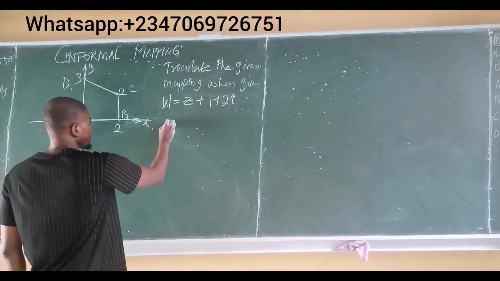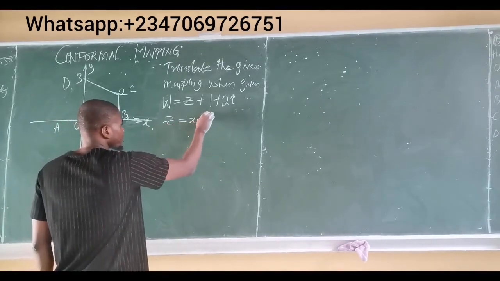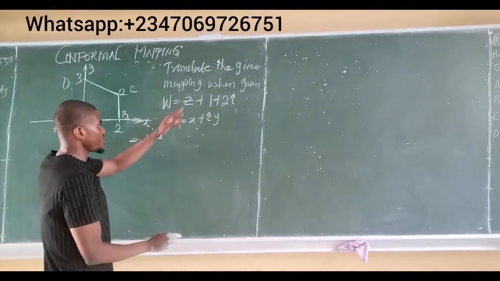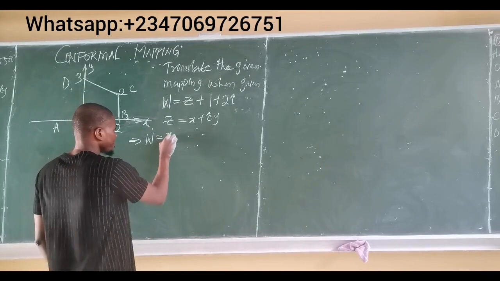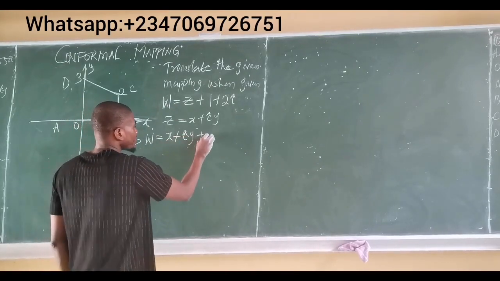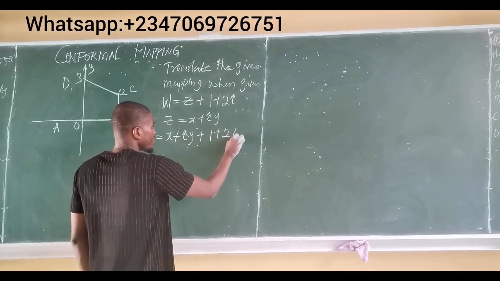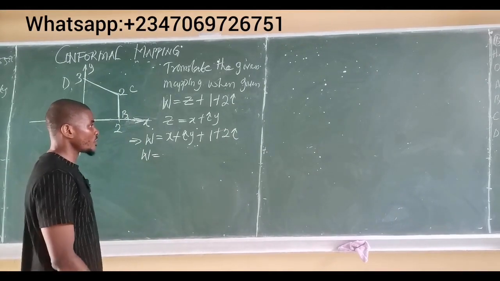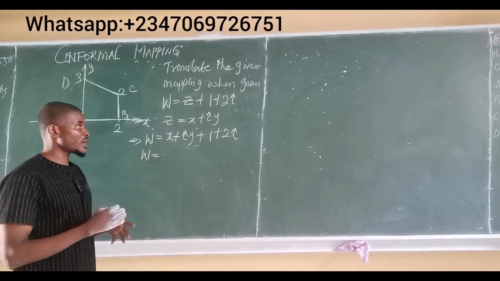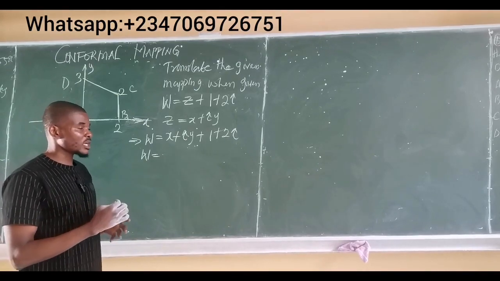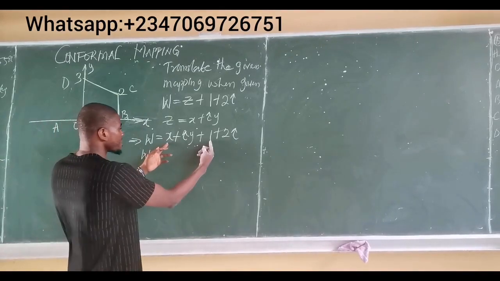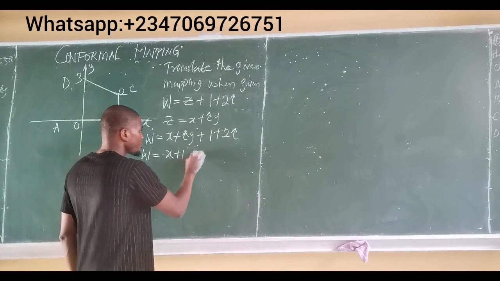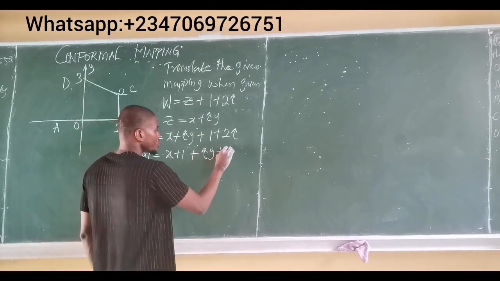So you recall that Z is equal to x plus iy. So this simply means that the condition given, W is equal to, in place of Z, x plus iy, so we have x plus iy plus 1 plus 2i. Okay, so at this point, you rearrange the equation, bringing together all the real parts, and then bringing together all the imaginary parts. So I have x and 1, these are the real parts, they don't contain any complex number. So we bring them together. We have x plus 1 plus, then I have iy plus 2i.